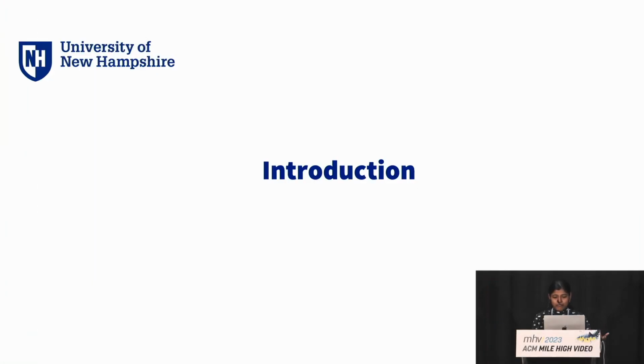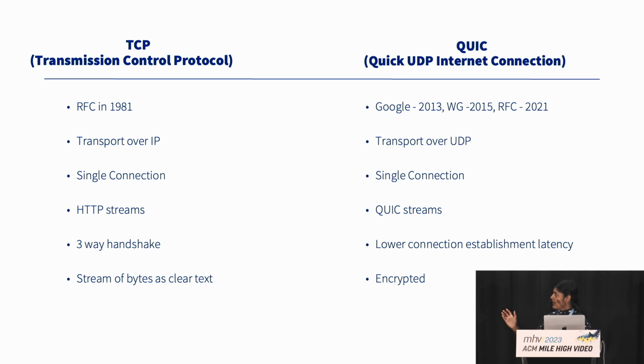And before I get into that, just a small introduction about TCP and QUIC. We have been using TCP for about 4 decades. And when we talk about TCP, it operates over the IP layer. It is reliable, it is connection-oriented, and by means of HTTP/2, a TCP connection would be able to handle multiple HTTP streams. It requires, for connection establishment, a 3-way handshake, which is a ping signal to establish a connection, and also all the data goes over a single stream of bytes as clear text.